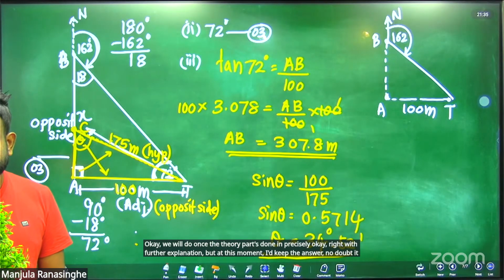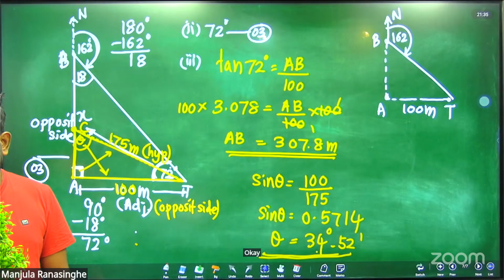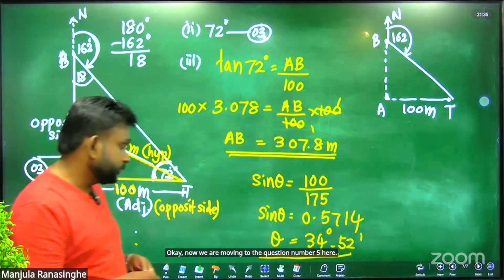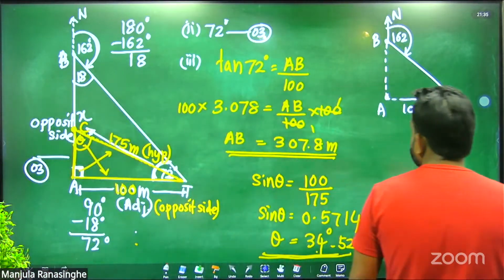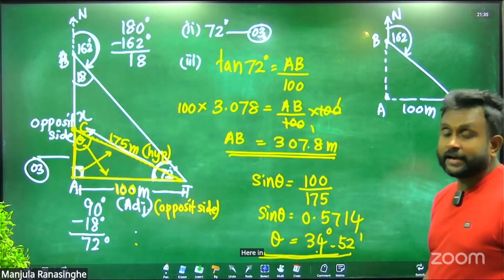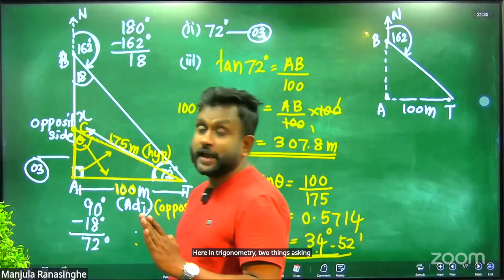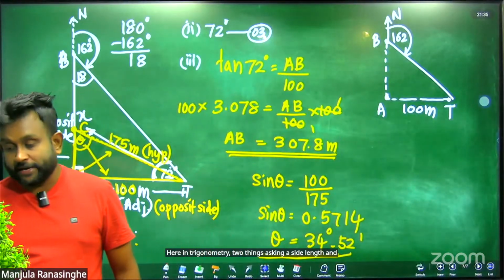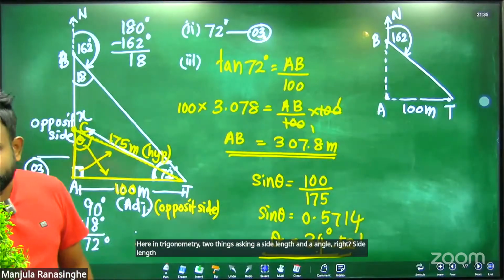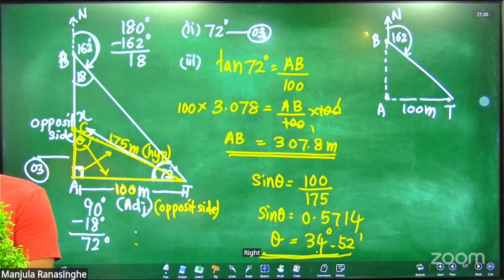Okay, now we are moving to question number 5. Here in trigonometry, two things are asked, a side length and an angle. Side length and an angle, right? You require that knowledge.